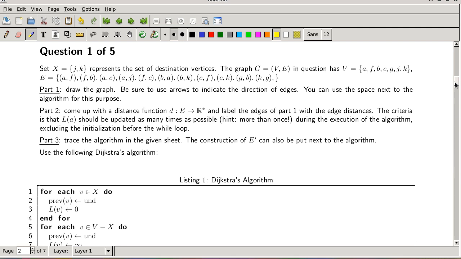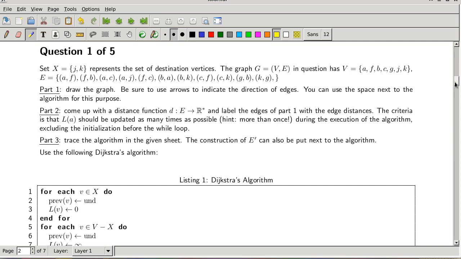So question 1 of 5 is giving you X as a set of destination vertices, and then the graph has the vertices in V, it has all the edges in E, and the first part is just to draw the graph itself. Okay, that should be relatively easy. Just kind of graphically represent it.